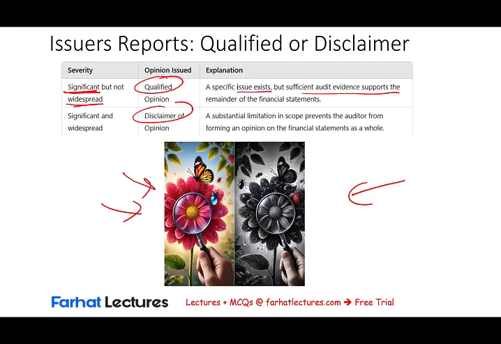A disclaimer is issued when you don't see clearly, when the auditor cannot see clearly, and as a result, there's a significant material misstatement and it's widespread. The whole picture is messed up, not only one part of it.